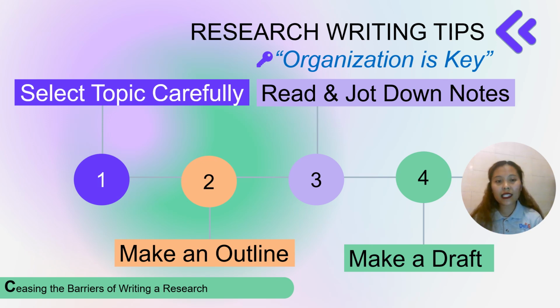Number one is select a topic carefully. This is very important because this is the first step in writing a research. You have to think of a topic. You have to find a problem that you need to address. Okay? So first is select a topic.